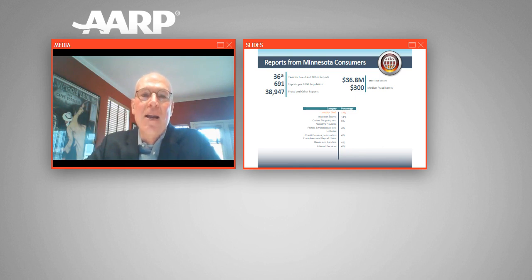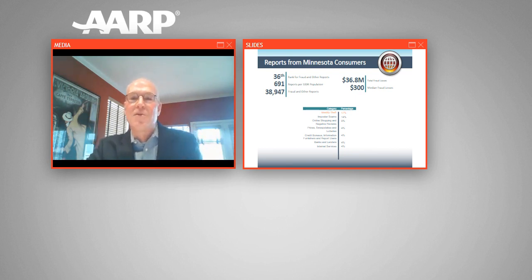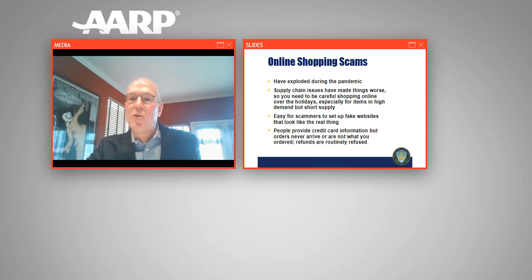And then the bottom of the slide shows the prevalence or the top categories of complaints. And identity theft was number one. As I mentioned, huge spike last year in identity theft due to fake unemployment claims. Imposter scams was number two. Online shopping was number three. Prize and sweepstakes number four. So very similar to the national categories.